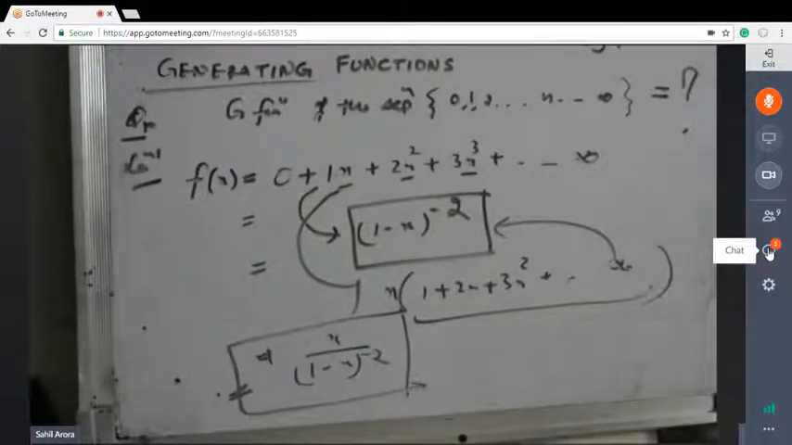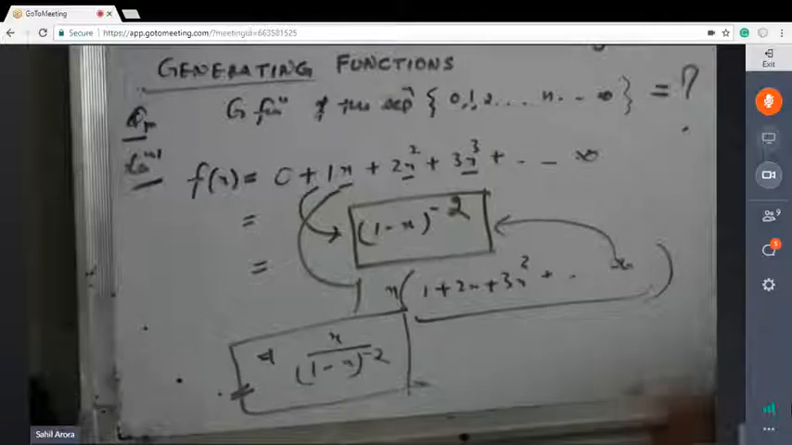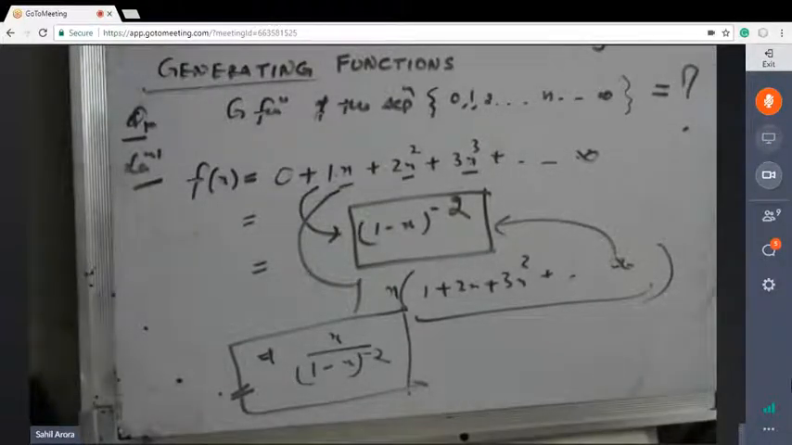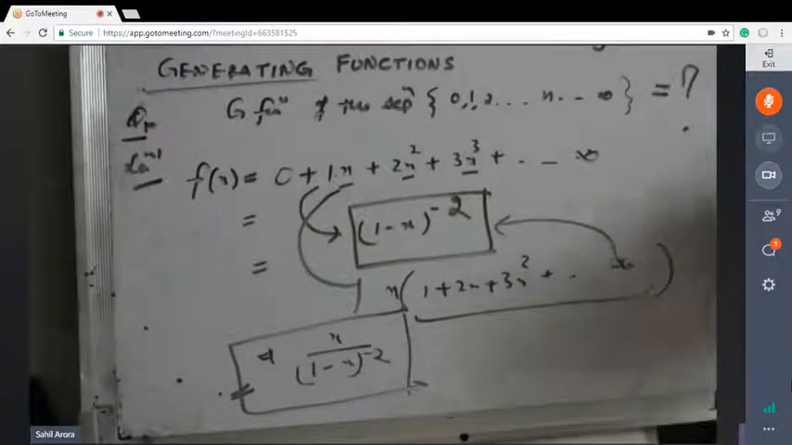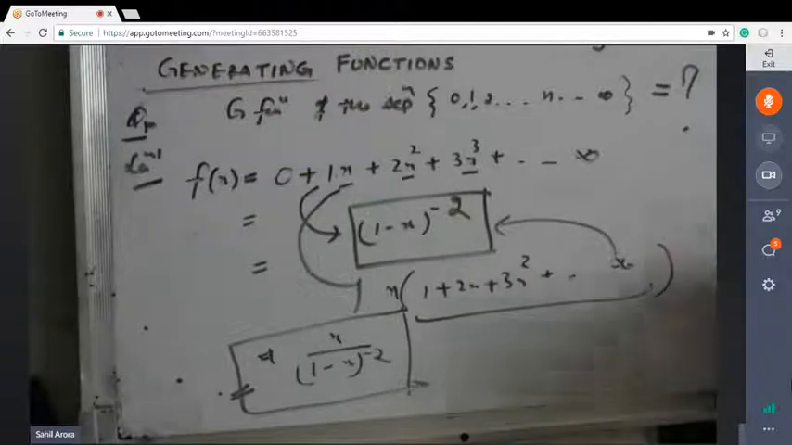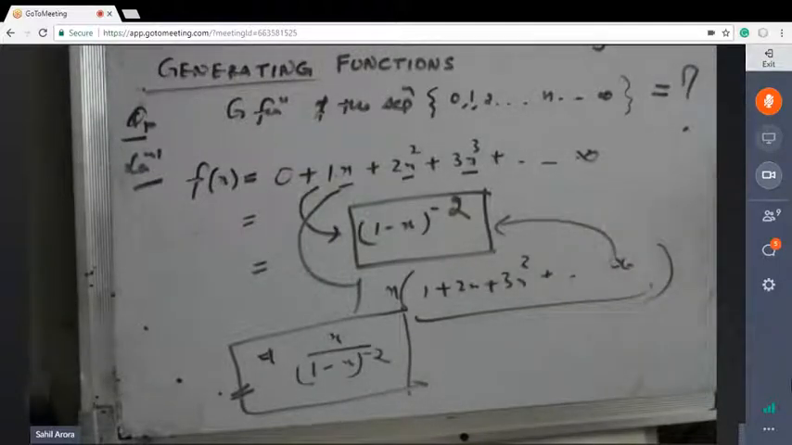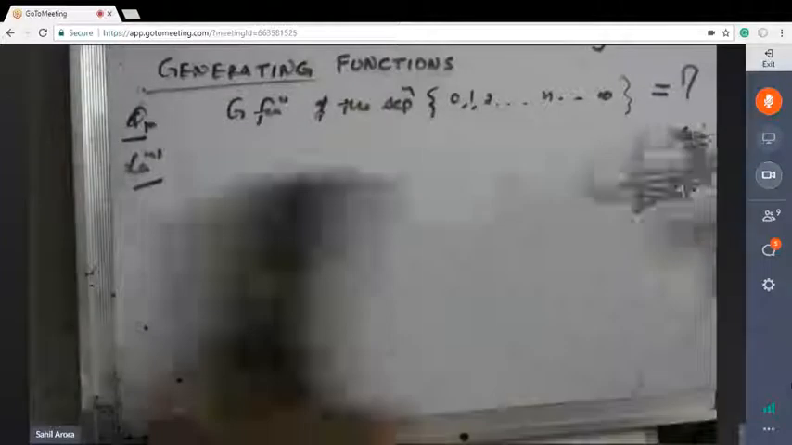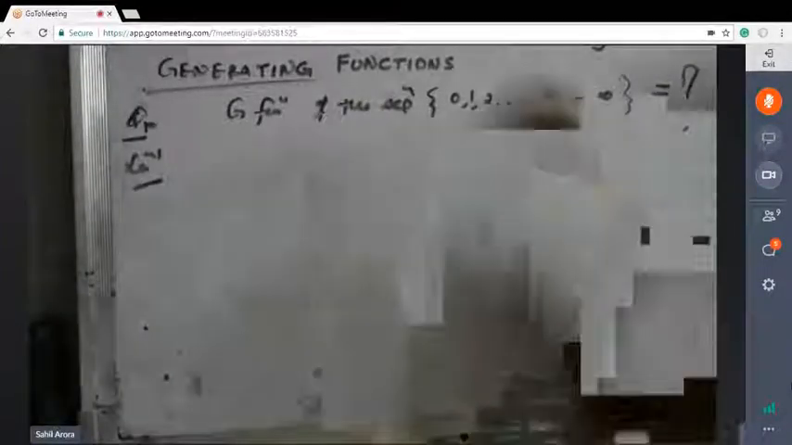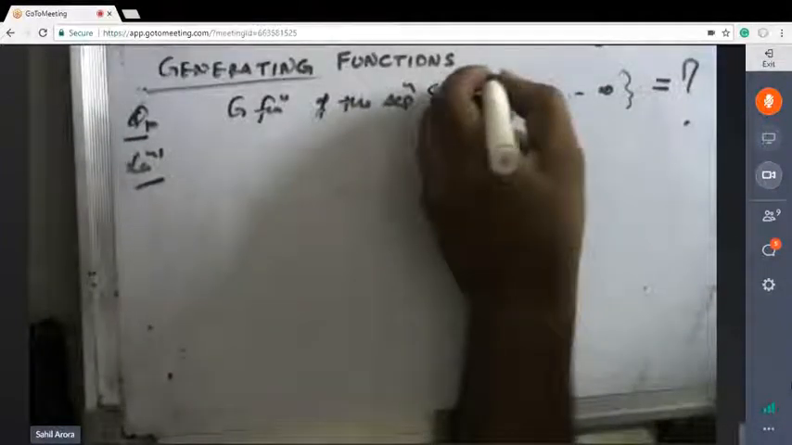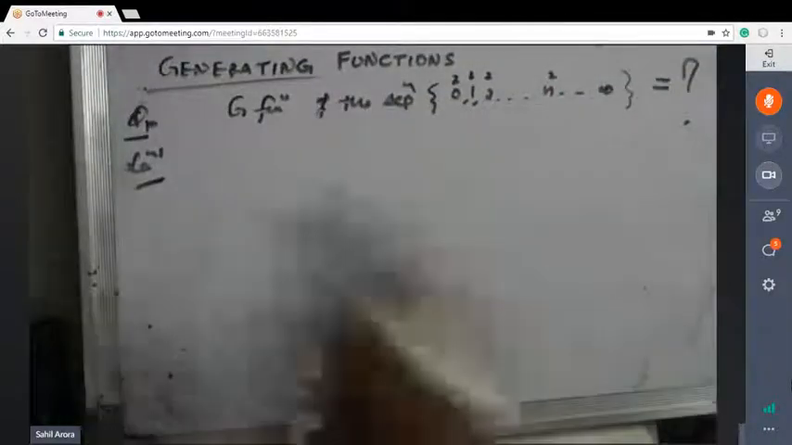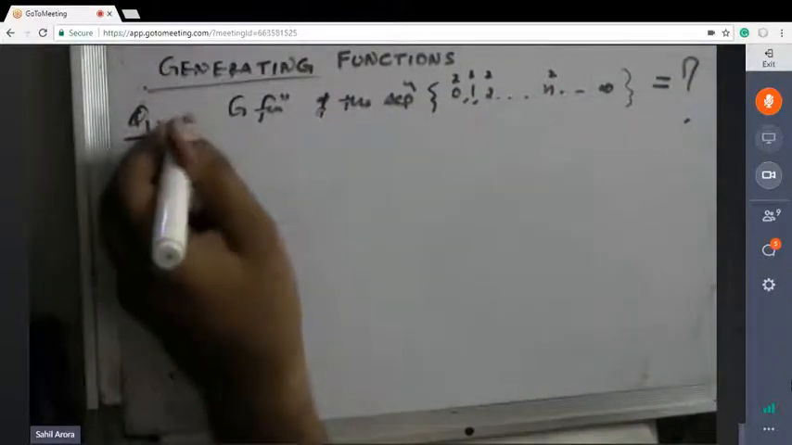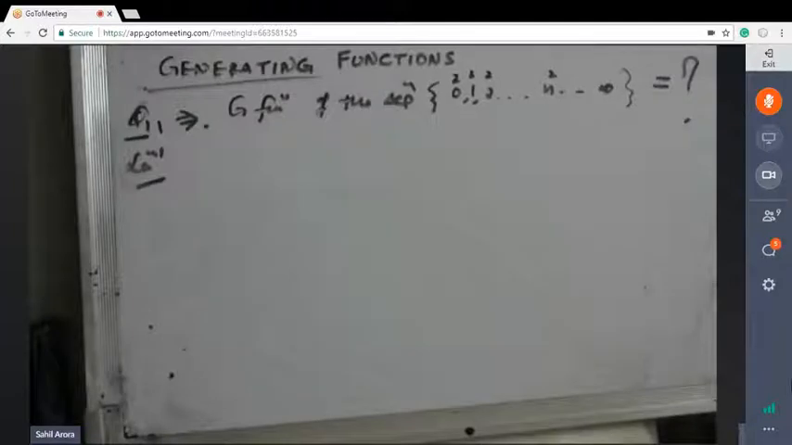Okay. So the final answer would become x upon 1 minus x whole power minus 2. Now, let's say I'm modifying this question a little bit. Actually, the fun comes in this part. Let's say I'm squaring all the terms, and now I need to find the generating function for this.